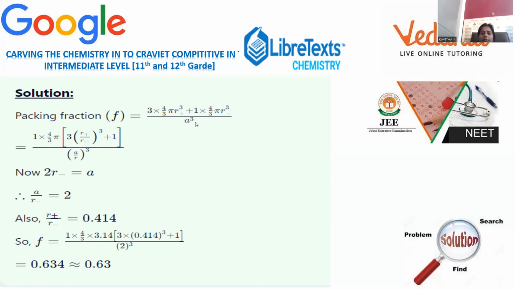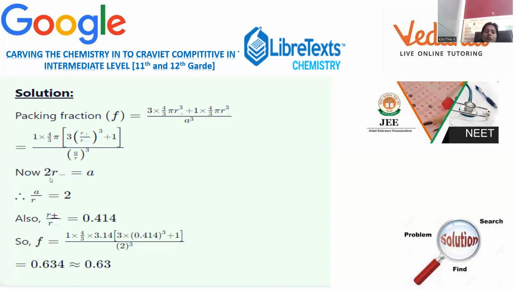So here in the denominator a cube is there. If you divide with r cube, let me put a by r whole to the power 3. This is the way we can simplify the equation: 4 by 3 pi, 3 into r plus by r whole to the power 3 plus 1 by a by r whole to the power 3. This is the way you can simplify the equation.